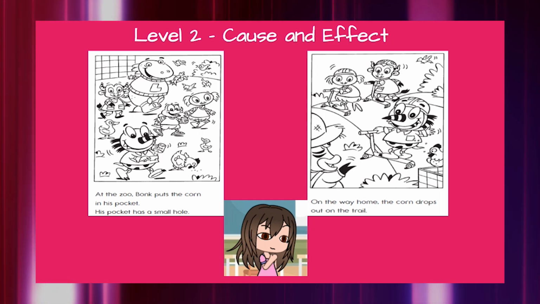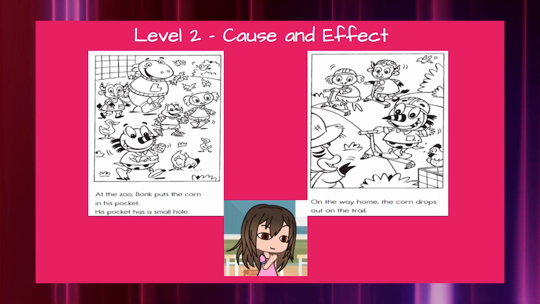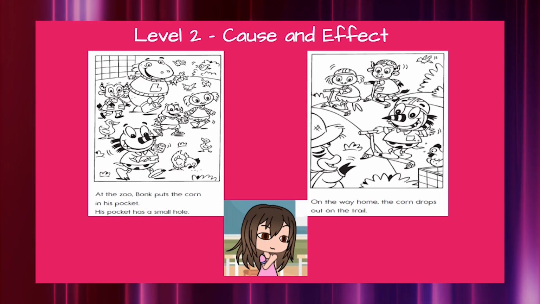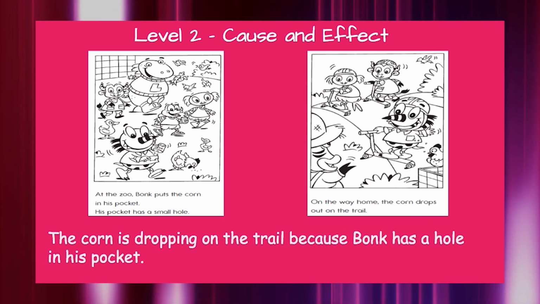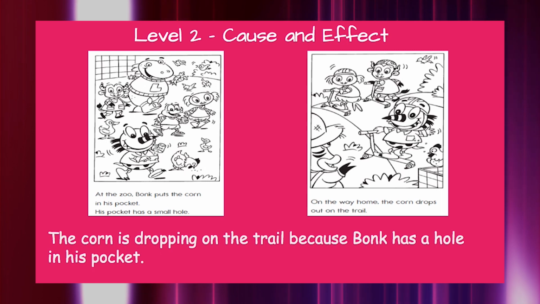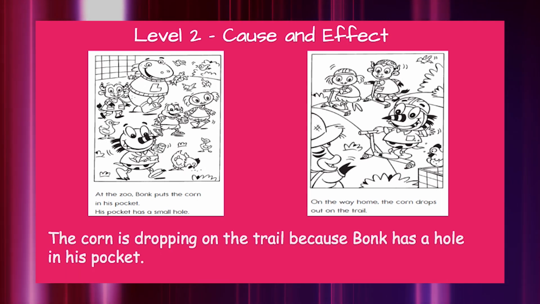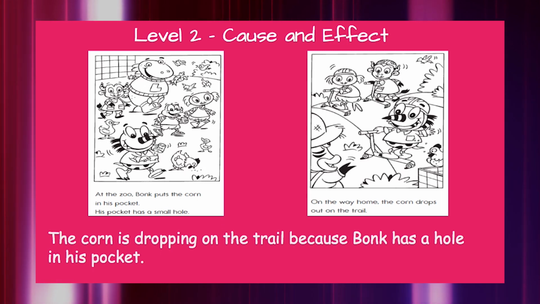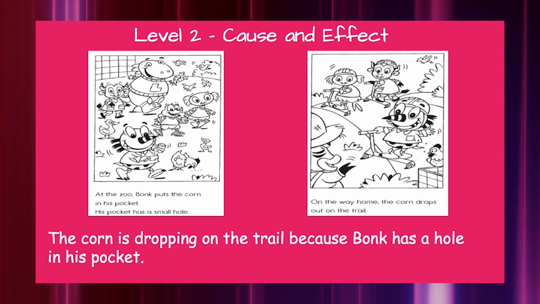The corn is dropping out on the trail. It is happening because Bonk has a hole in his pocket. The corn is dropping on the trail because Bonk has a hole in his pocket. Bonk has a hole in his pocket. That is the cause of the corn dropping on the trail. That is the effect.